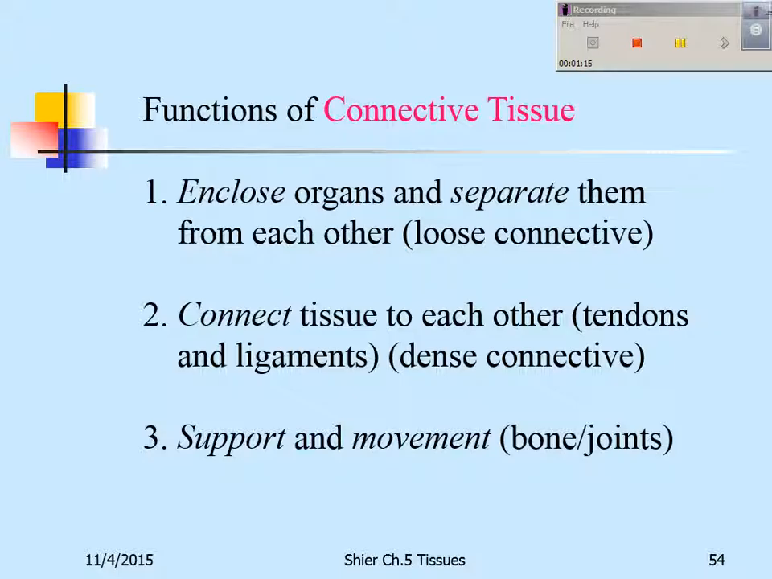The third function for connective tissue is support and movement. This is where we find bones, joints, and cartilage. Of course, bones support our structure. If we didn't have bones, we'd just be a big pile of organs and blood and veins and all that good stuff, and skin. So we definitely have to have our bones for structure. And then to have movement, we have those cartilage pieces that join our bones together. We also have that dense connective tissue to connect our muscle to bone so that we can move and contract things.